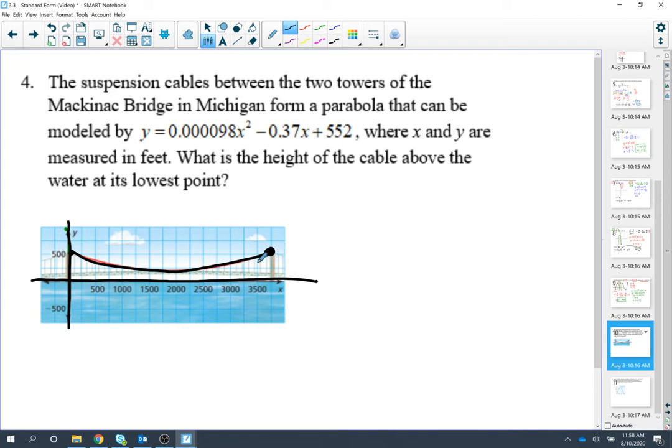So it says, what is the height of the cable above the water at its lowest point? So the water is going to be our x-axis, and then here is the height of the cable at its lowest point. What is this really asking us to find if it wants the height of the cable? It wants us to find the vertex. If we can find that vertex of that parabola, then we can find how high this is off the water. So for the vertex, I'm thinking we're going to be using x equals the opposite of b over 2a, just because our leading coefficient is not 1.